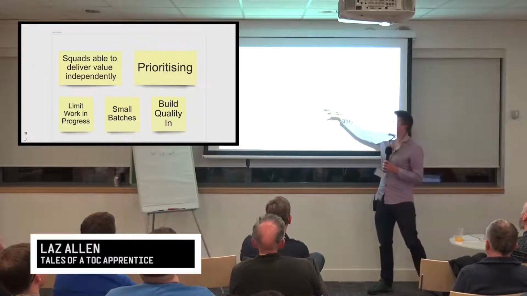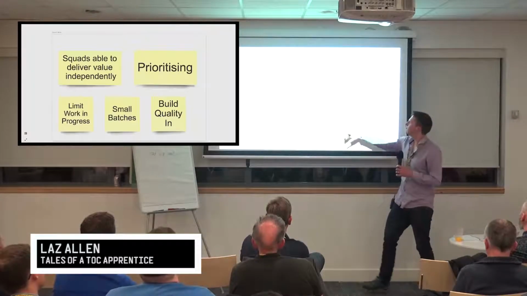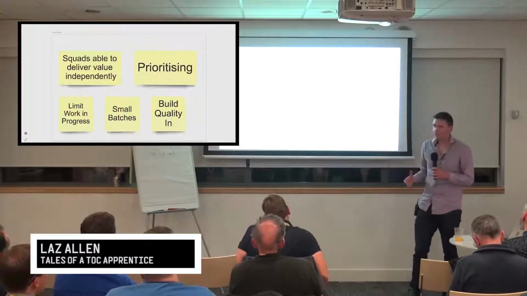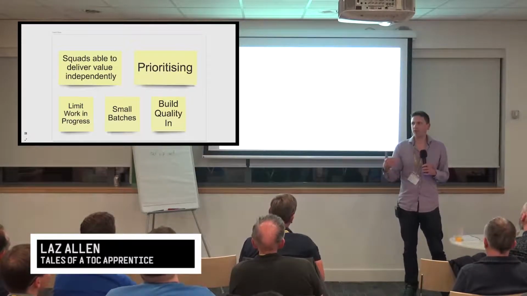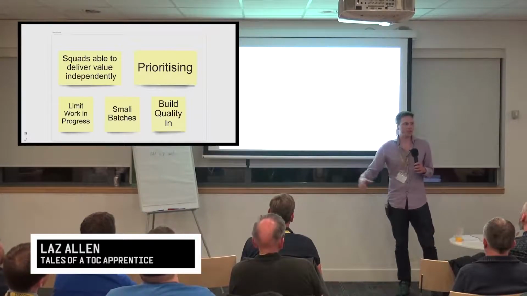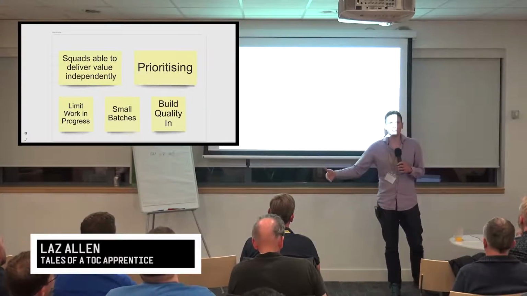Things like squads. At Skyscanner we have squads, not teams. Some of you might have heard about that. It's a thing. So squads being able to deliver value independently. If you do that, you don't have the waterfall effect, and people are able to really get on and deliver value. So you shortcut all of that. If you build quality in, it doesn't matter where your bottleneck, where your constraint is in the process. You have less waste going through that constraint wherever it is.